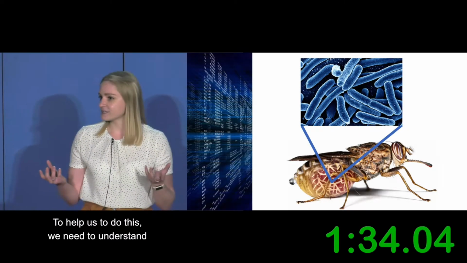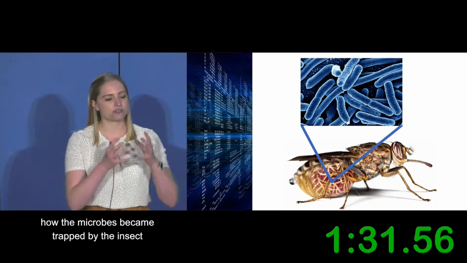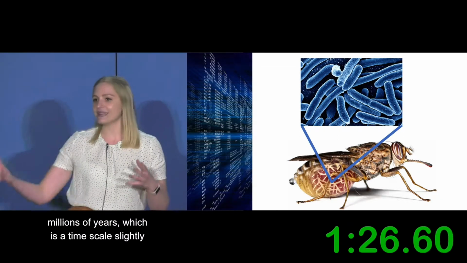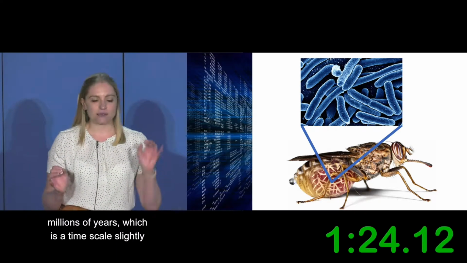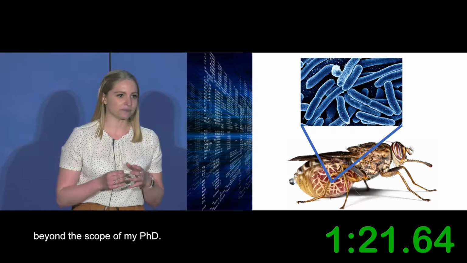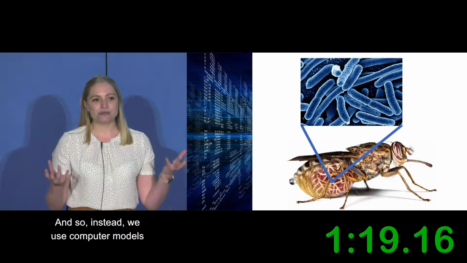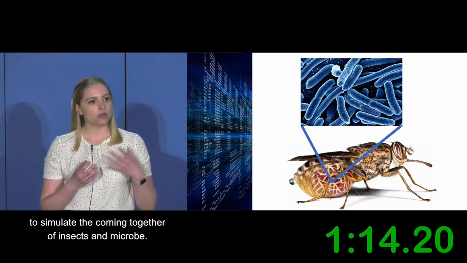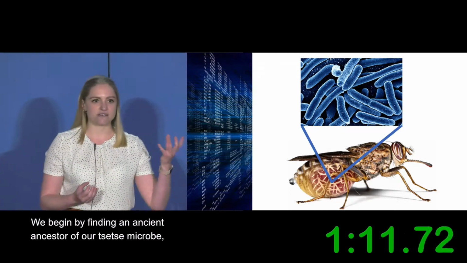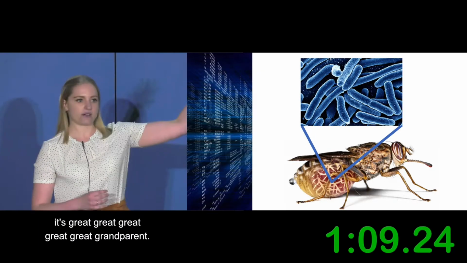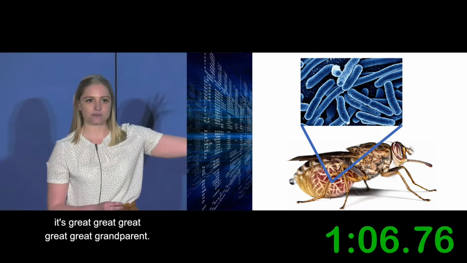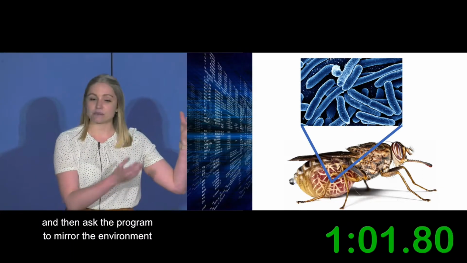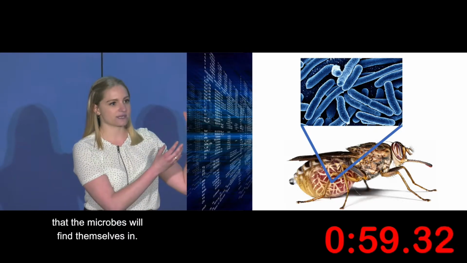To help us to do this, we need to understand how the microbes became trapped by the insect in the first place. These relationships establish over millions of years, which is a timescale slightly beyond the scope of my PhD. And so instead, we use computer models to simulate the coming together of insect and microbe. We begin by finding an ancient ancestor of our tsetse microbe, its great-great-great-great-grandparent. We then turn the DNA of this microbe into a computer model, and then ask the program to mirror the environment that the microbes will find themselves in.